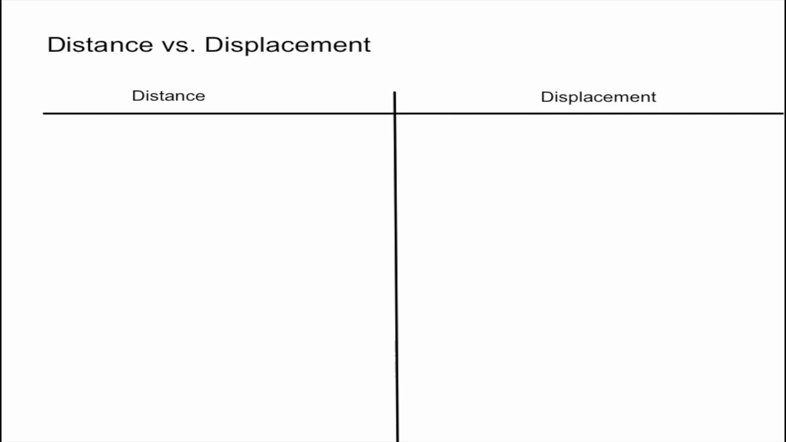So the first difference between distance and displacement is that distance is a scalar value and displacement is a vector, which means distance will not have a direction and displacement will.